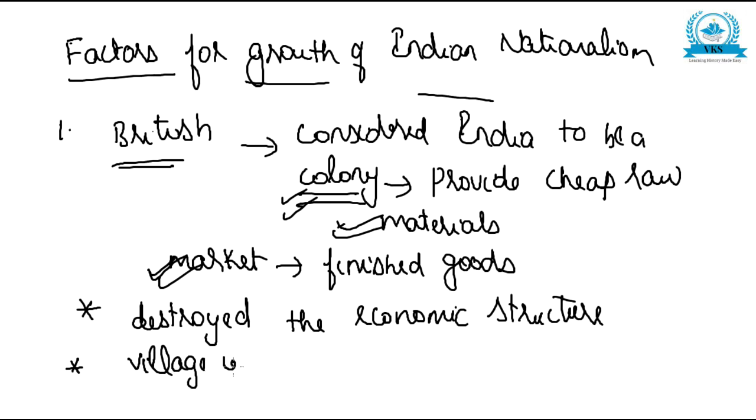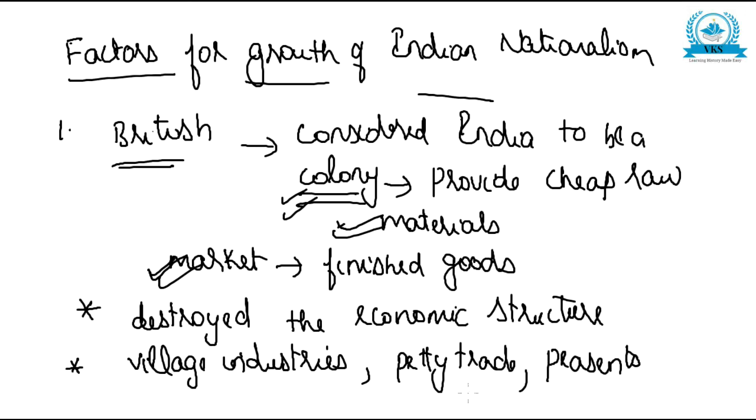The village industries were affected because they did not have enough raw materials. Village industries, petty trade, and the peasants, all of them suffered from the British policy. And because of all these factors, unemployment also increased in India, and thus the economic situation of India was highly affected. So this was the first cause for the rise of Indian nationalism, the British economic policy.